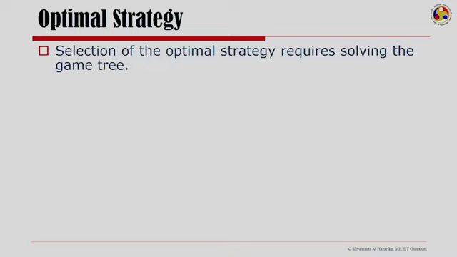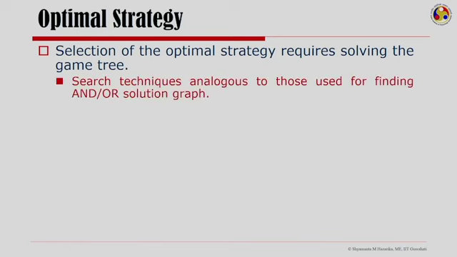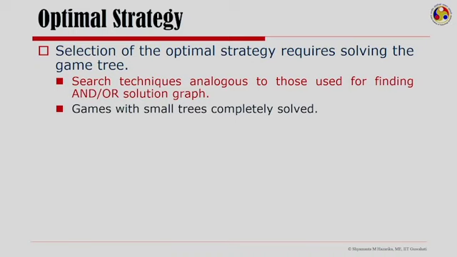Selection of the optimal strategy requires solving the game tree, and as we have seen, for a very simple game like Grundy's game, search techniques analogous to those used for finding an AND/OR solution graph are good enough, but this is true only for games with very small trees. So games with small trees can be solved completely, and we can apply AND/OR solution graph searching techniques to find the best strategy. This is true even for a game like tic-tac-toe.